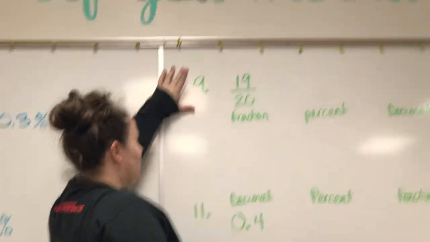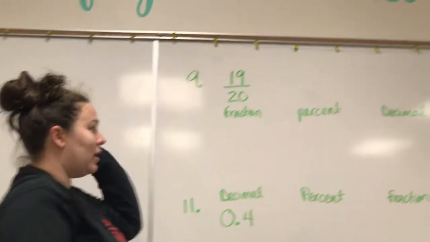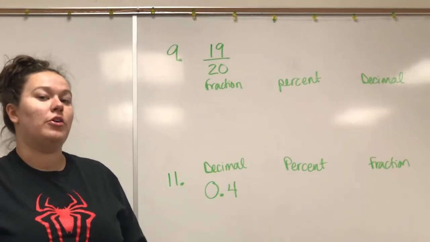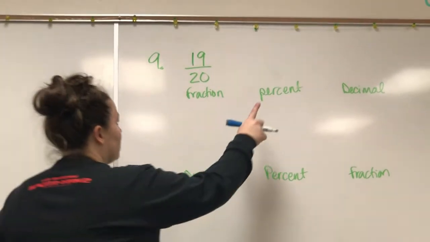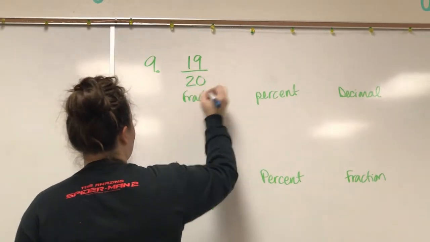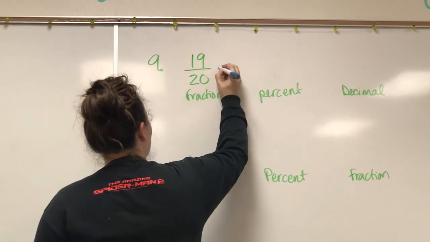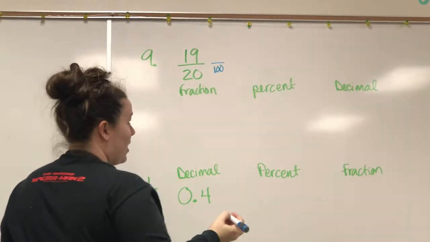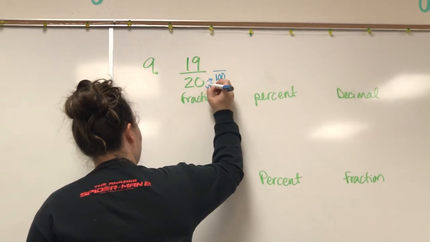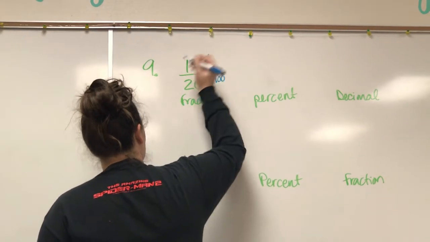Now we have to do 9 and 11. It gives you either a fraction or a decimal, and it wants you to give the other 2 things. So this one, we need to find the percent and we need to find the decimal. This gives us 20 as a bottom number, and I know I want 100 as a bottom number. How did I get from 20 to 100? I multiply by 5, do the same thing to the top.